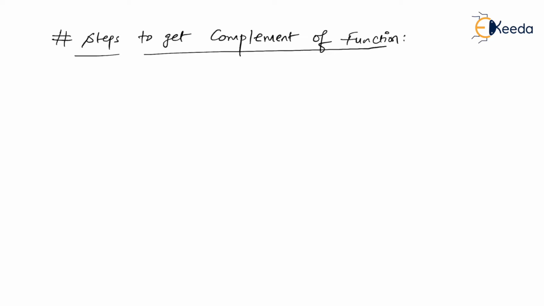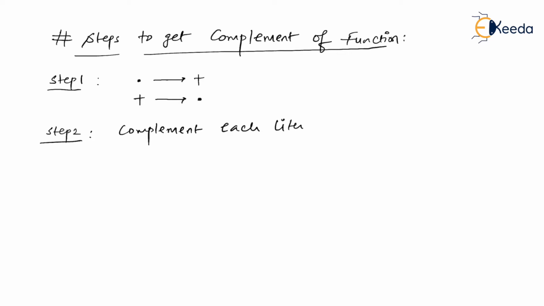We are here to see the steps of complementing the function. Step number one: just replace product with sum, and obviously sum with product. Let me rewrite it: replace product with sum and replace sum with product. Then step number two: complement each literal. Literal means variable. Whatever variable you see, just complement it.